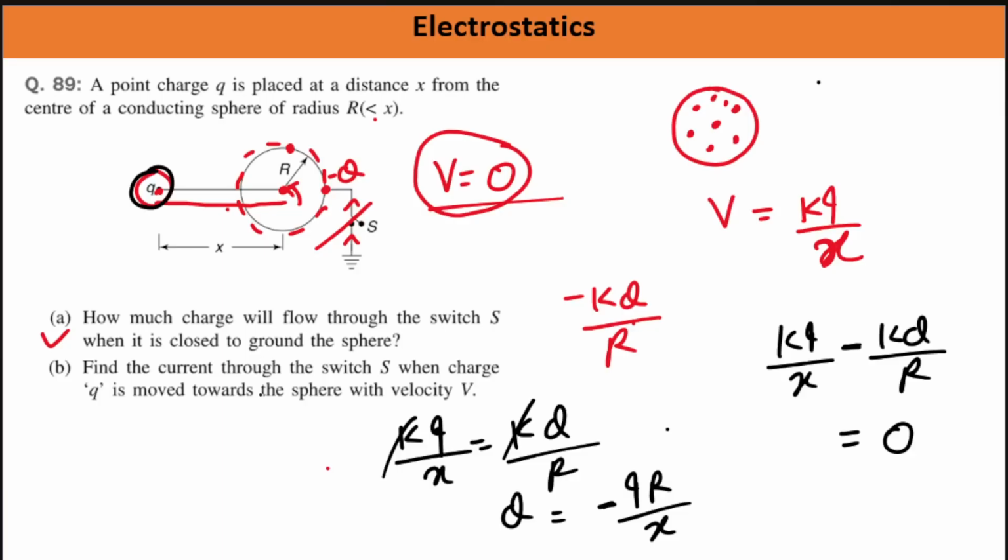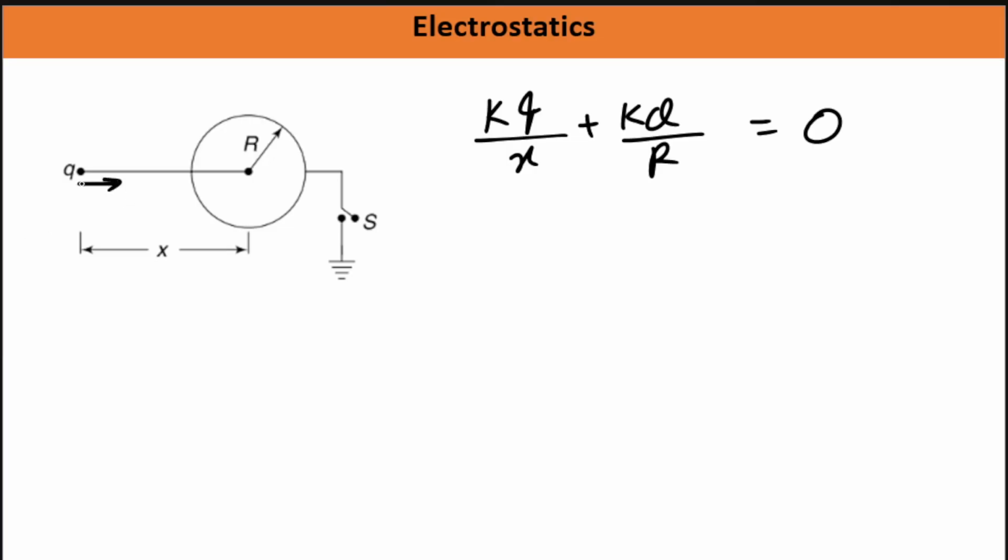What else is said? Find the current through the switch S when charge Q is moved towards the sphere with a velocity V. So when this charge Q is not stationary, it is moving. In that case, X will change. In that case, the initial positive potential of a point on its surface will change, right? Because X is changing. So this will change. And if this is going to change, the amount of charge flowing from Earth to the surface of this sphere will also vary in order to make this potential equal to 0, right? So that is also going to vary.